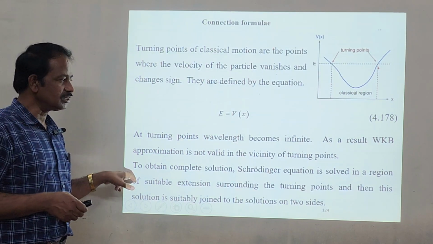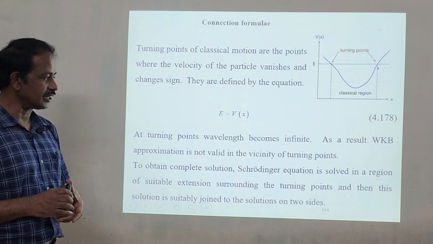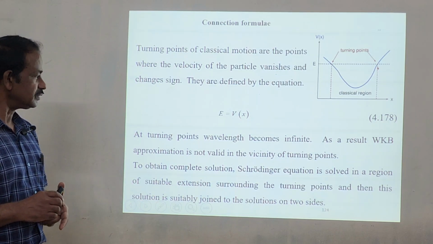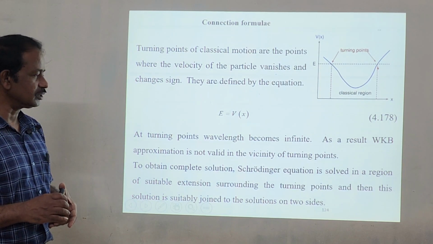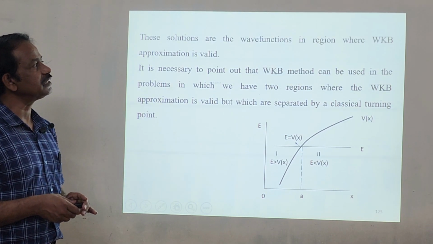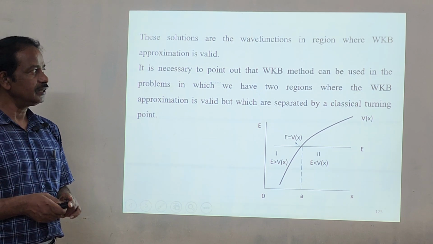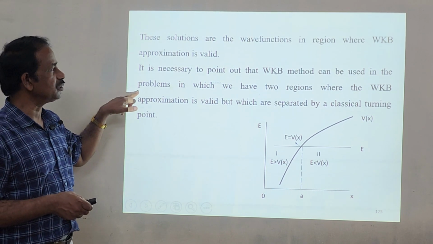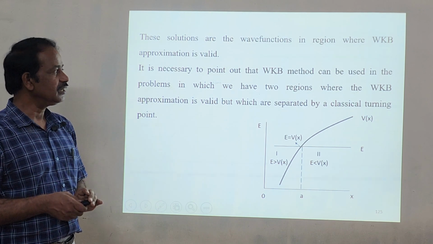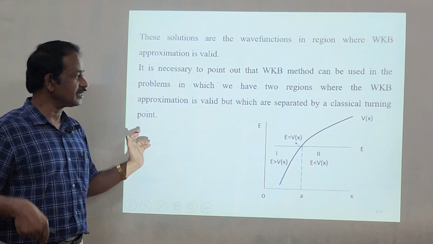To obtain the complete solution, the Schrodinger equation is solved in the region of suitable extension surrounding the turning points, and then this solution is suitably joined to the solutions on the two sides. We are going to see. These solutions are the wave functions in regions where the WKB approximation is valid. It is necessary to point out that the WKB method can be used in problems in which we have two regions where the WKB approximation is valid but which are separated by a classical turning point.